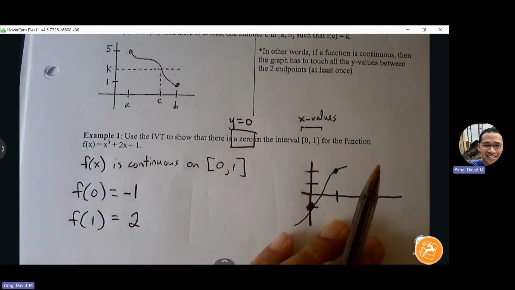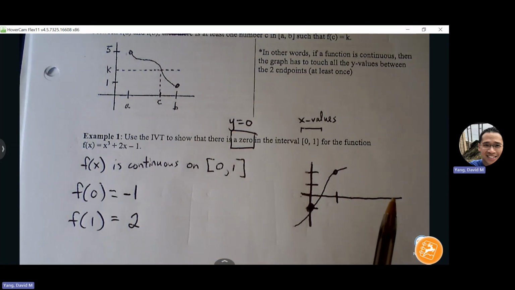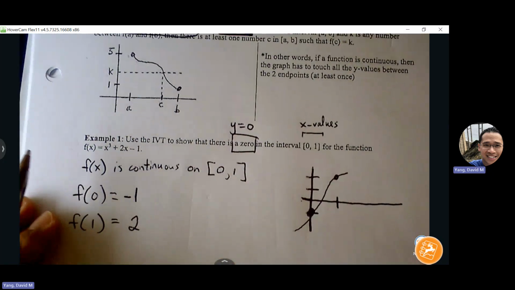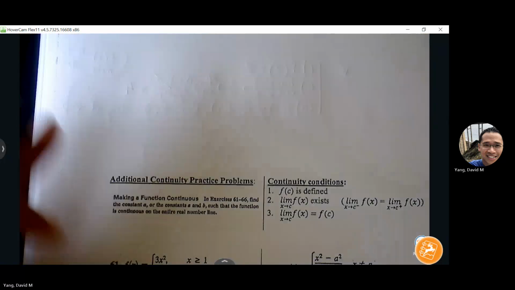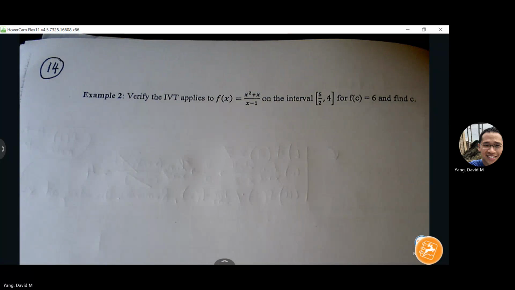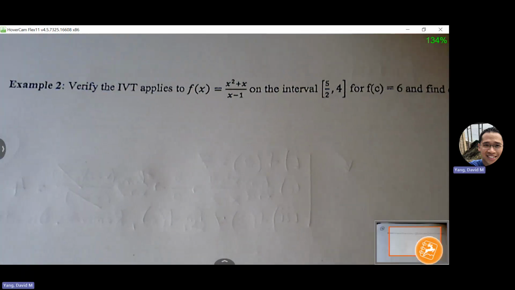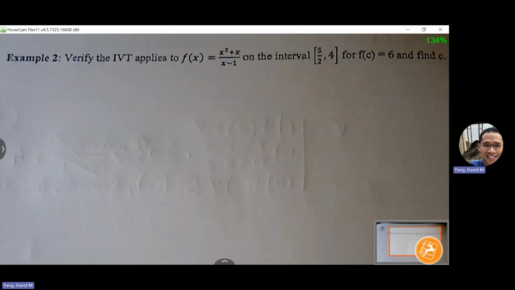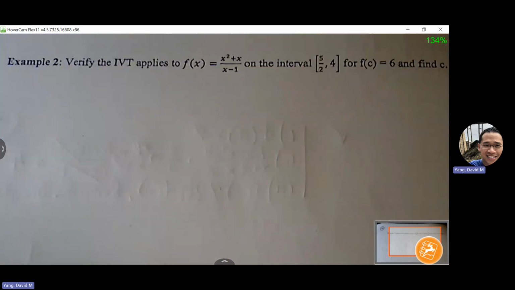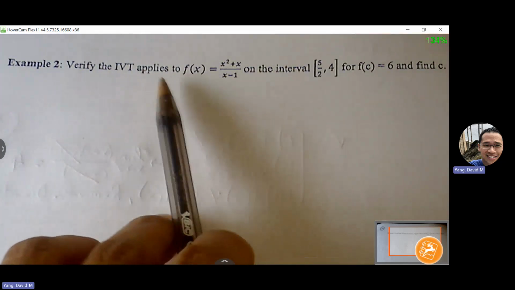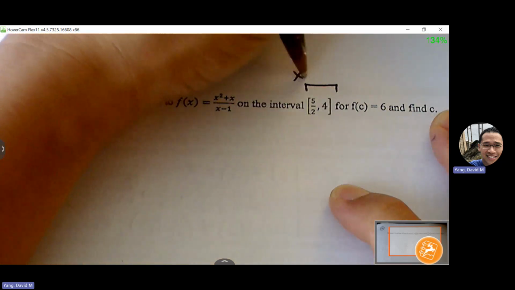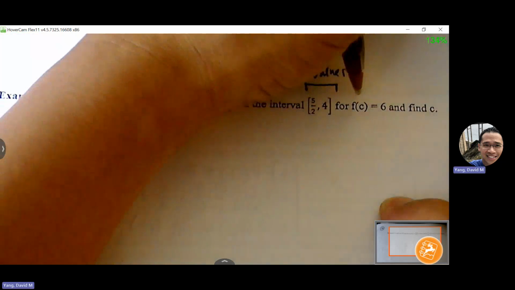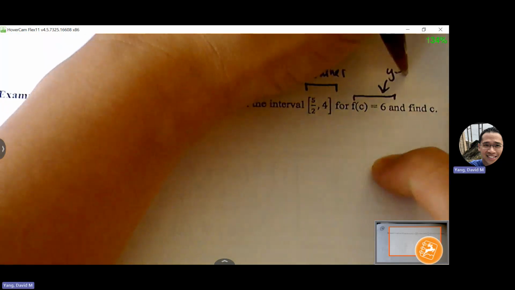Sometimes the more challenging piece is if there's a vertical asymptote. Let me give a little bit more preview into this. So let's go to page 14. These numbers are a little messier, but I'm just going to tell you what those values are. Otherwise, you would use a calculator. Here it says verify that IVT applies for the function on the interval from 2.5 to 4. Again, these are x values. Keep that in mind. And then we're trying to target a y value of 6.